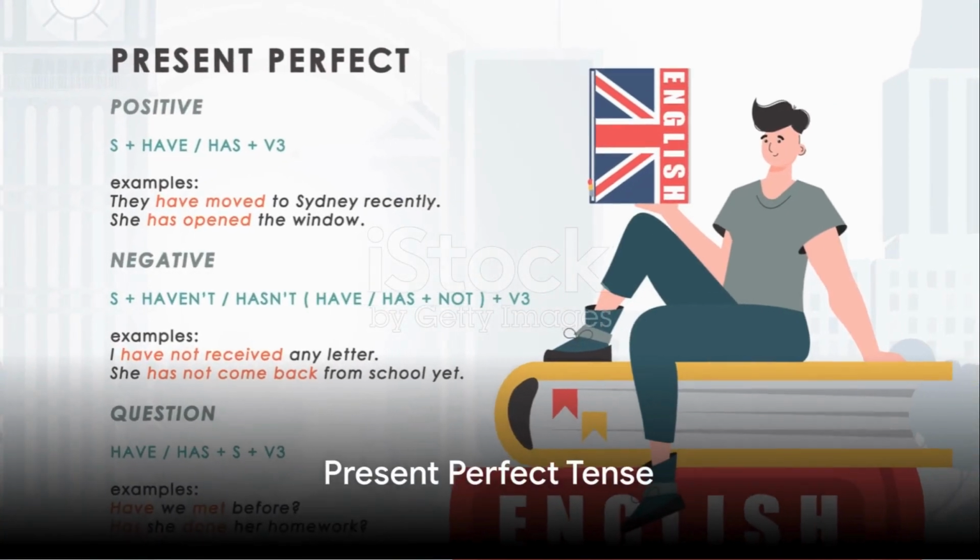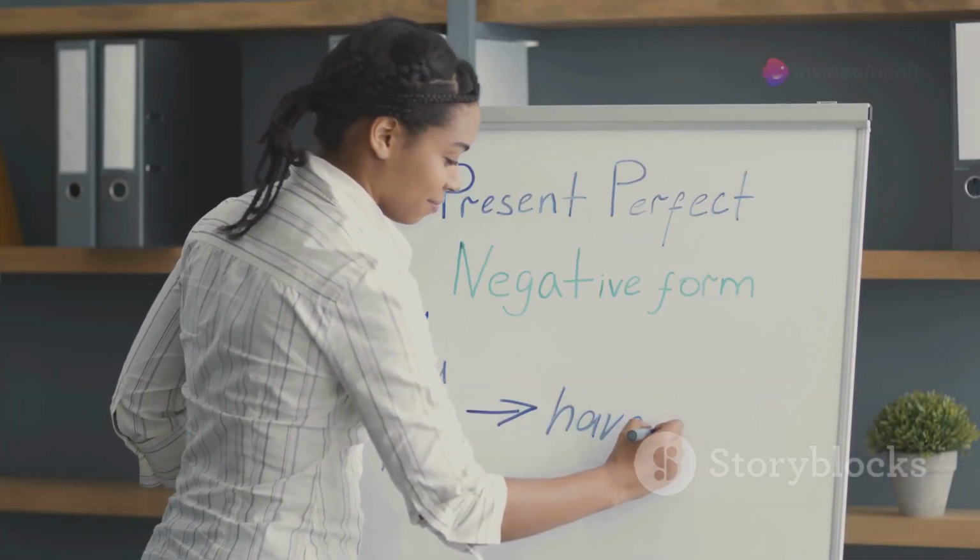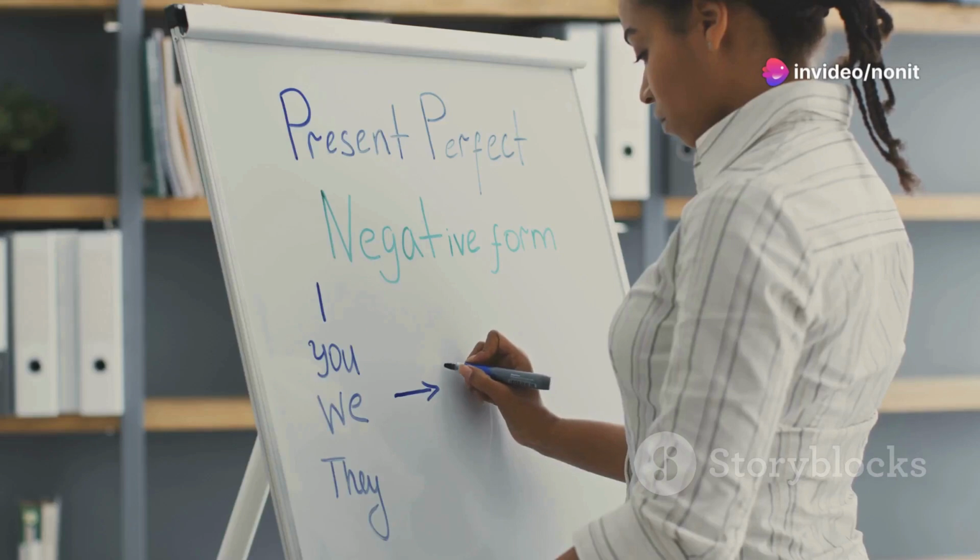Next is the present perfect tense. Here we use the subject, have or has, and the past participle of the verb. For example, she has eaten an apple. This tense is great for actions that started in the past but have relevance to the present, or actions that happened at an indefinite time in the past.